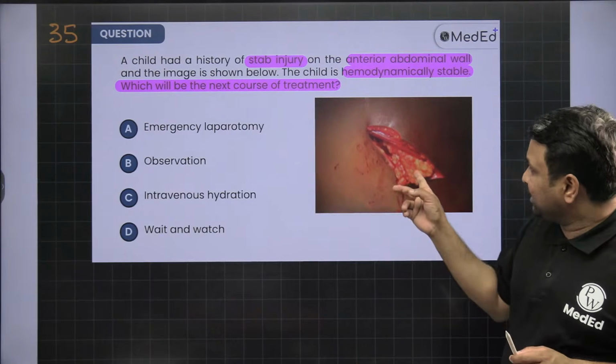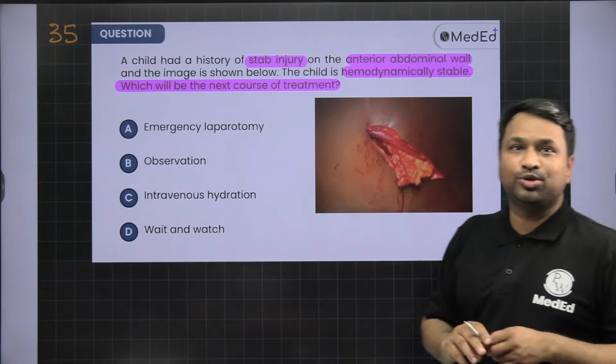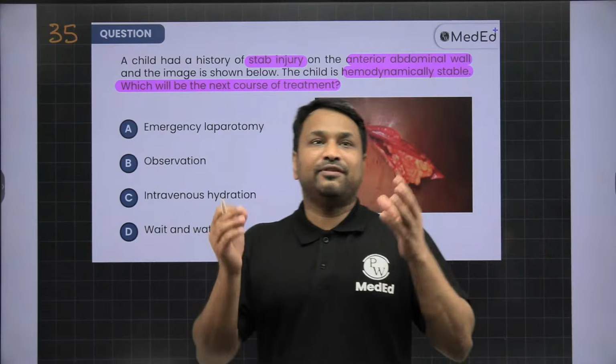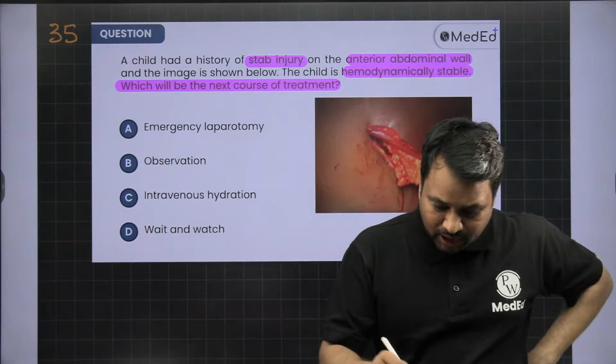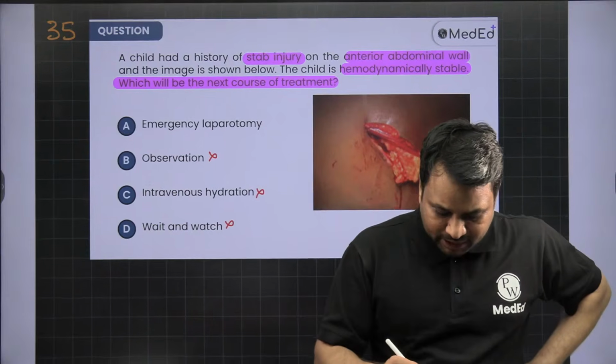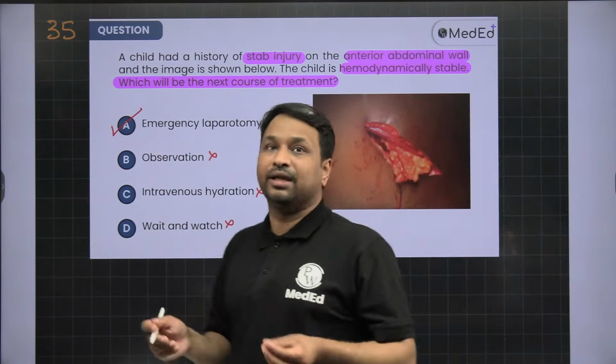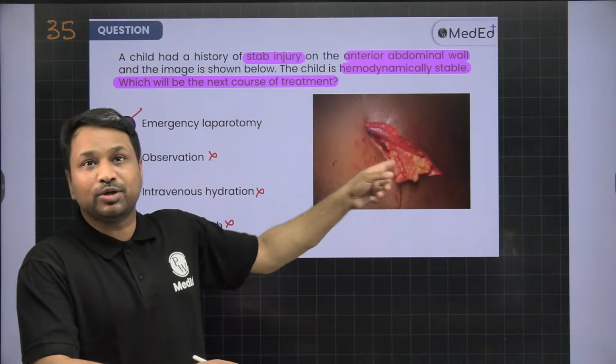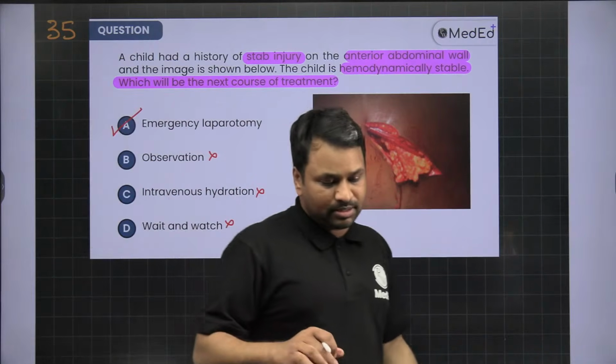So here you can see the omentum is popping out. So there is a peritoneal breach. For every patient with a peritoneal breach, I am not going to go with observation, not with fluids, not wait and watch. I have to take the patient for exploratory laparotomy. You can see the omentum is popping out. See what pops out. That becomes the important objective.